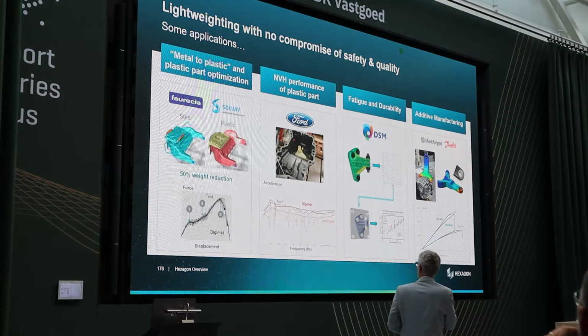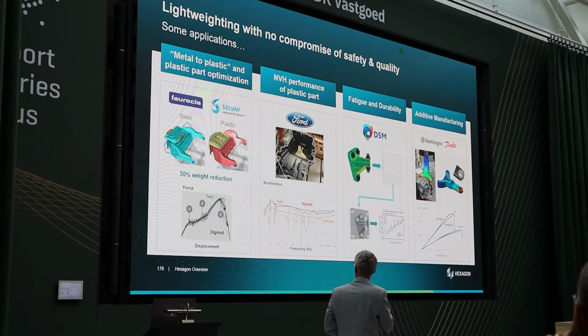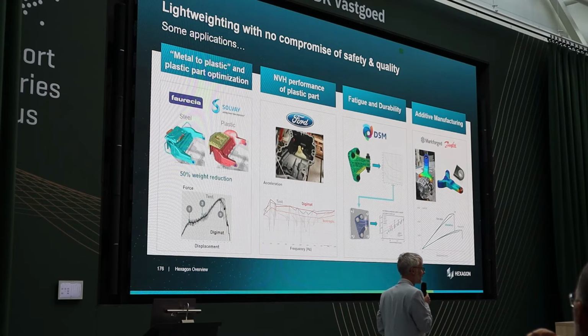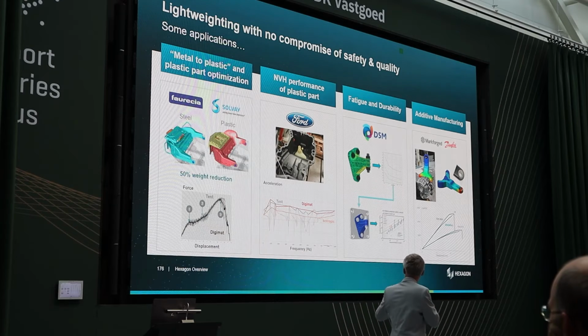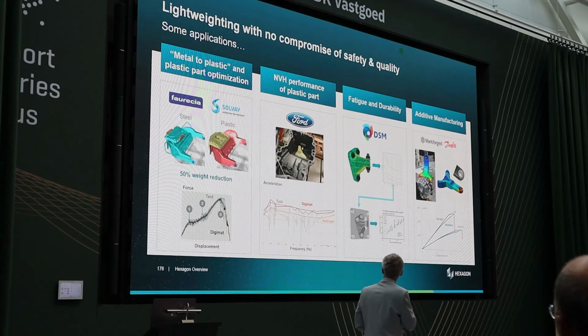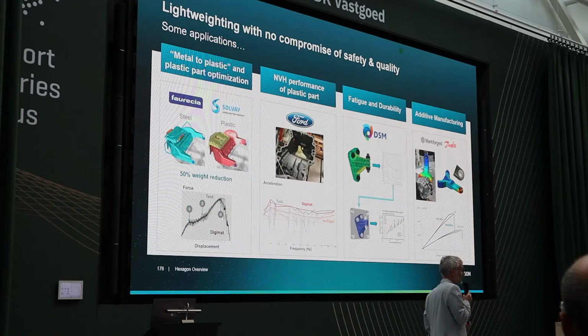So here you have a few other examples, beside the one that I just mentioned. You have a first one here with Faurecia and Solvay, where Faurecia has redesigned the seat pan, moving from steel to plastic, leading to a reduction by 50% of the weight. You have a nice application, the second one, of NVH, where we are going to take into account the complex behavior of reinforced plastic material.